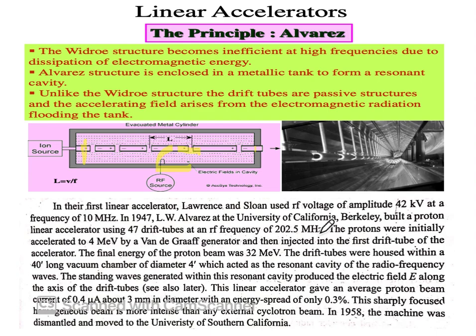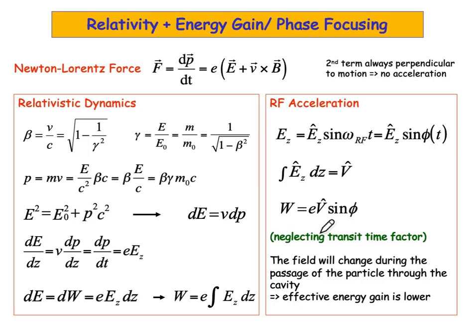Then let me focus on the next concept, phase focusing. Generally, RF acceleration means E equals Ez into sin(omega RF t). So the energy gain is equal to eV into sin phi, where phi is the phase. The phase is also an important point here.